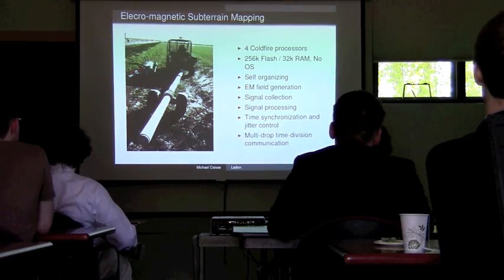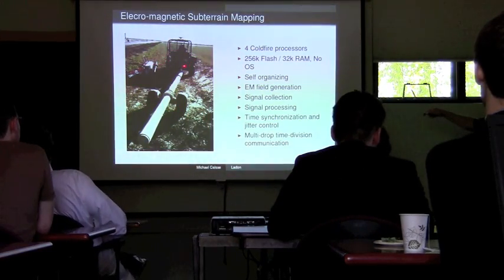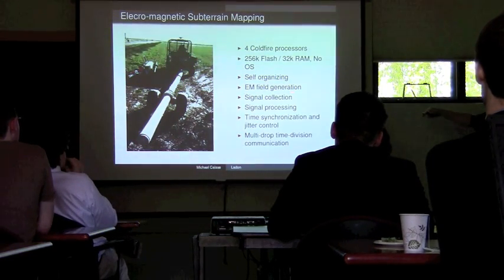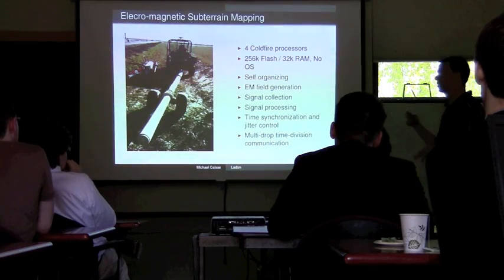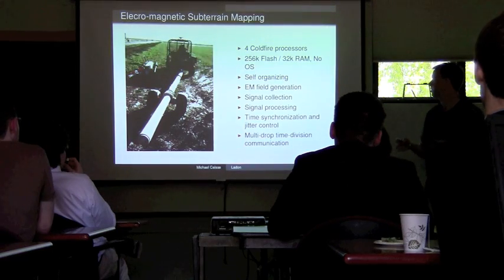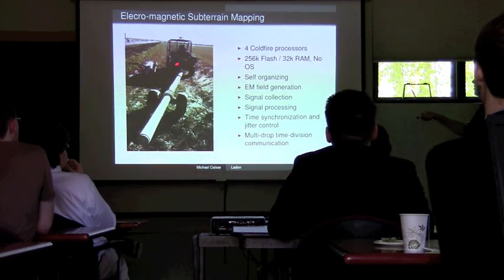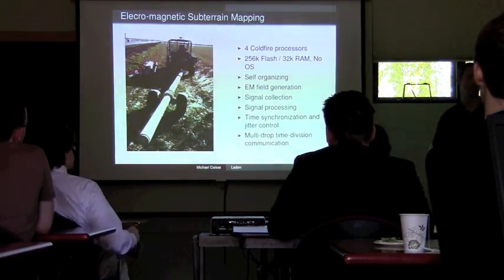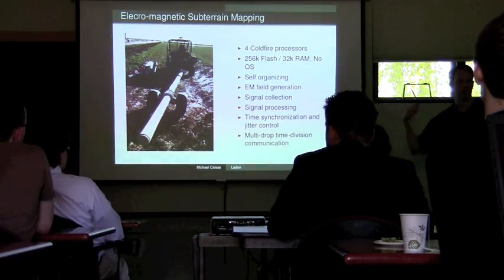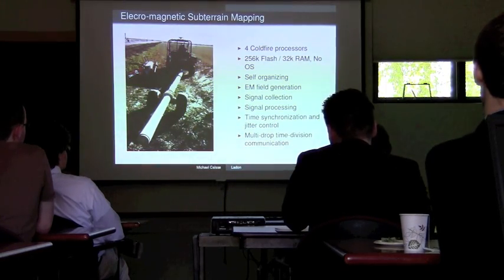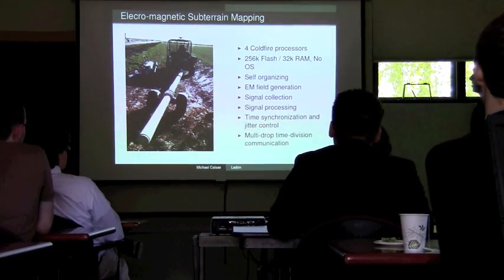They were self-organizing on a bus that we created in order to handle the type of data that was moving through here. It had to control things such as EM field generation, signal collection, signal processing. There were a lot of different bits of electronics that had to be controlled in order to do the right things at the right time. Time synchronization throughout here with jitter control. We would sync with a GPS, but we needed 10 centimeter accuracies, so our clocks needed to constantly be resynced with each other. And so it's something that state machines had to take care of somehow. And they also handled the multi-drop time division communications.